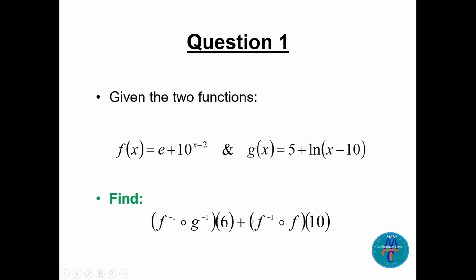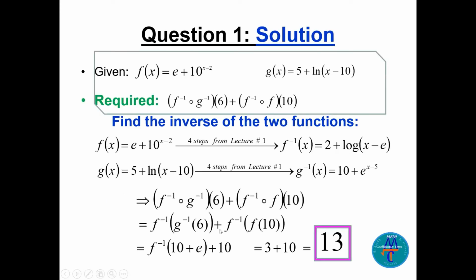Now easily we can see the second part is easy because this is the cancellation property. So the second term here is 10. And here we have to find the inverse of each function. So we have f of x equals e plus 10 to the power x minus 2. There are 4 steps, as you know from lecture number 1 of pre-calculus: you put f of x as y, interchange x and y, solve for y, then you will get the inverse, f inverse of x equals 2 plus log base 10 of x minus e.